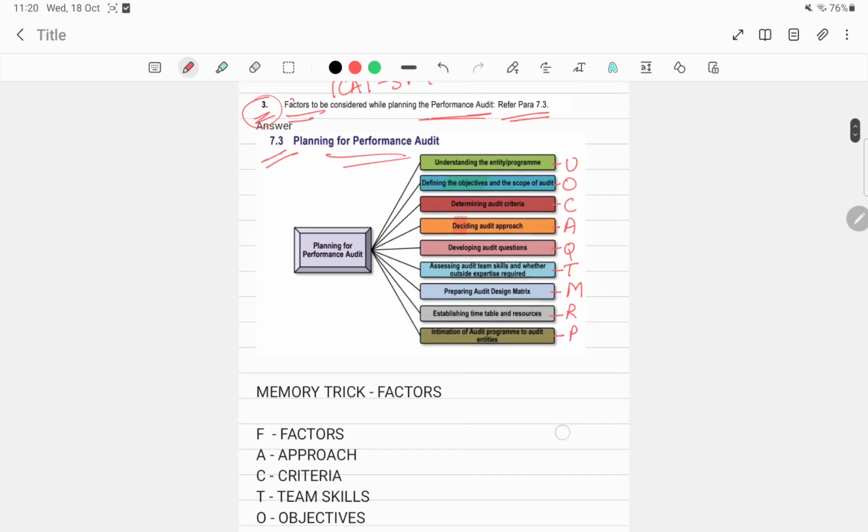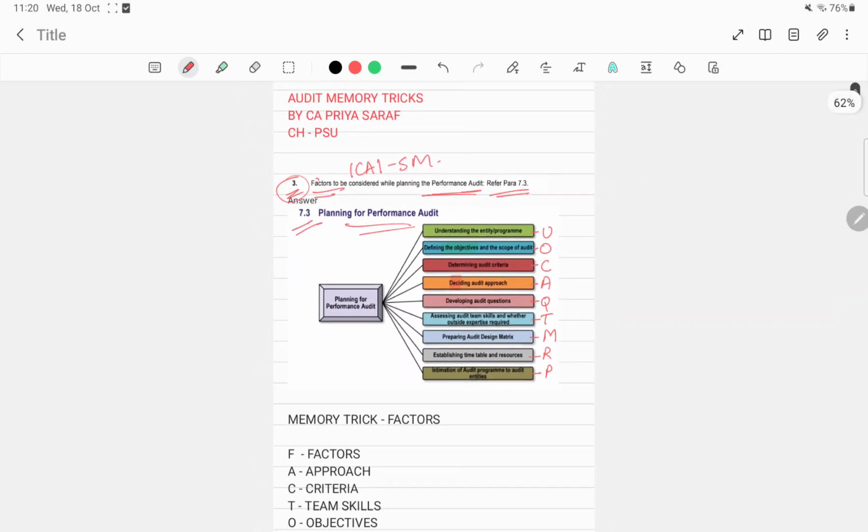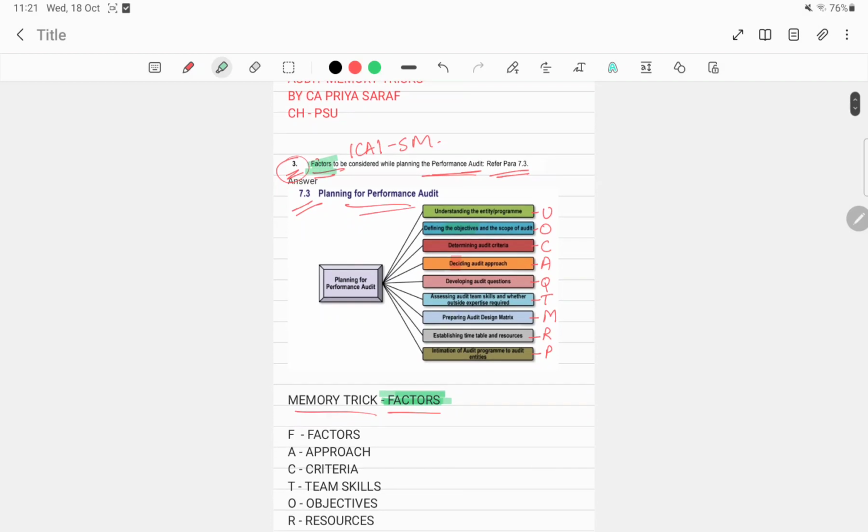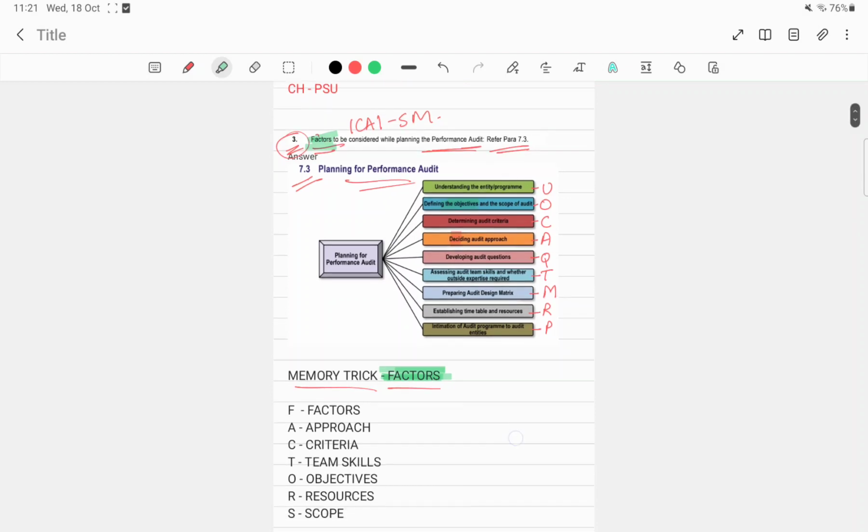So there are so many points. You can remember this easily if you want to remember the points accurately. You don't even have to remember a separate memory trick. The memory trick itself is factors. When we see, the answer is talking about factors and the question is also talking about factors, so you can easily remember: the question is factors to be considered, the answer is factors itself. So from F you can remember the question, that is factors.